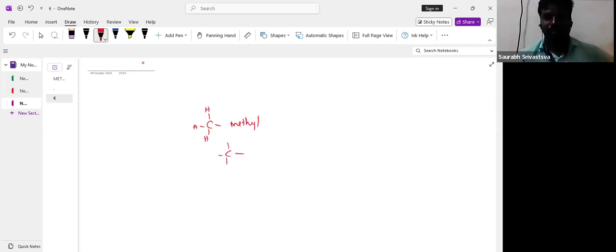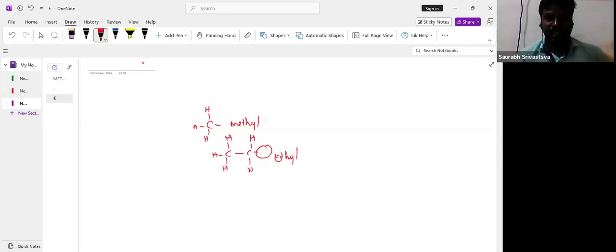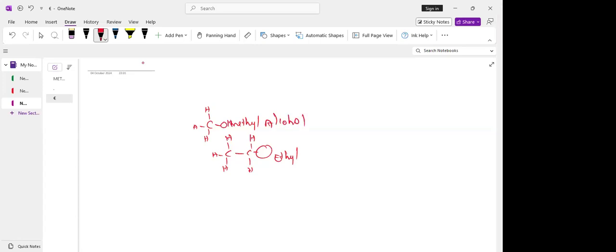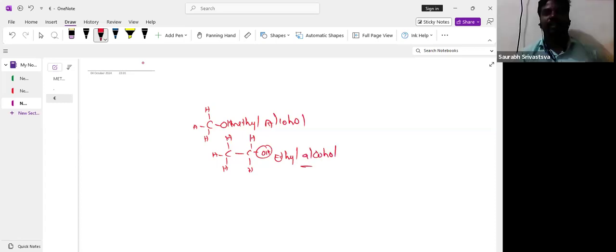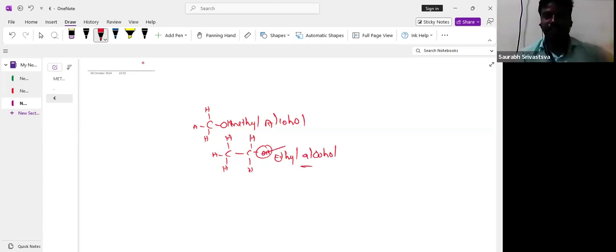Two carbons connected with hydrogen here, here, here, here, and here, but here it is not connected with any other thing. Then it is called ethyl. Now here, instead of hydrogen, you are connecting with OH. Then methyl alcohol. OH means alcohol only. Here you are connecting with OH, then ethyl alcohol. If instead of OH you are connecting Br, then you write ethyl bromide.